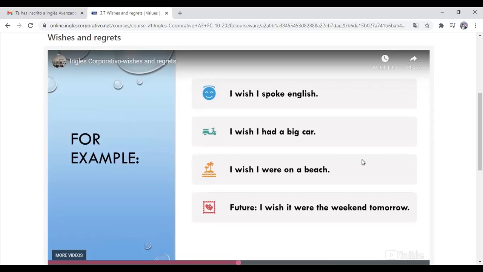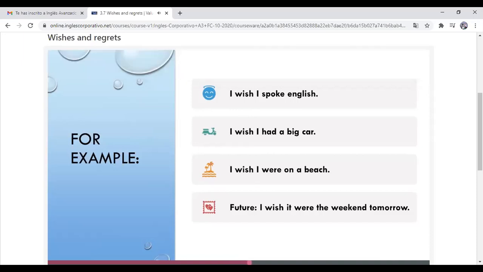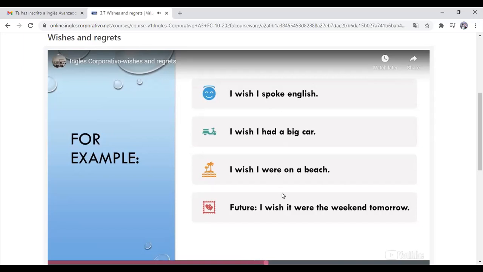Now, if this information was negative, you would simply have to include the auxiliary didn't in every sentence. I don't speak English. I wish I had a big car. I don't have a big car. I wish I were on a beach. I am in the office. I wish it were the weekend tomorrow. It's only Tuesday today.